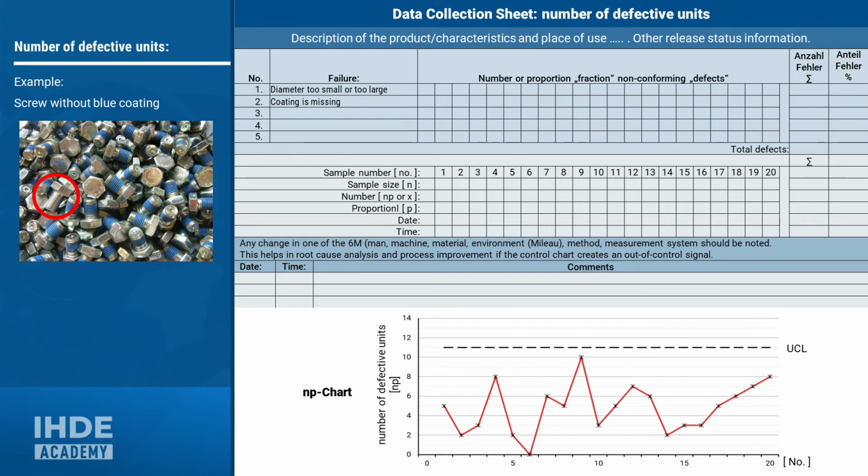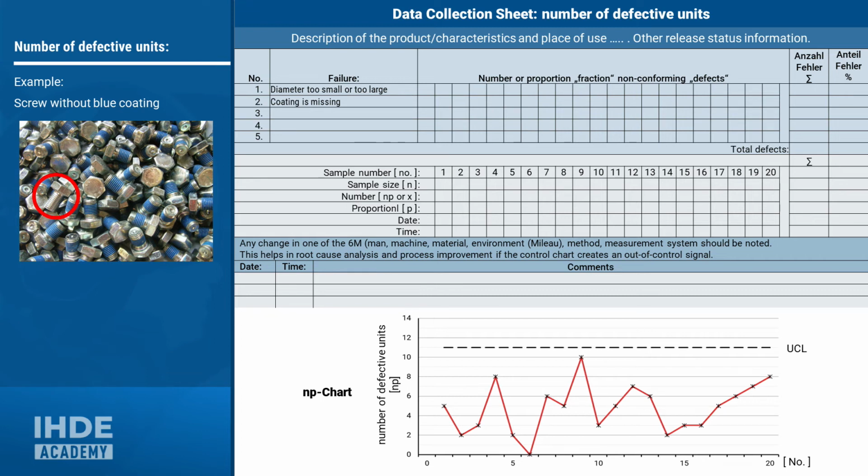Depending on whether an X, NP or P chart is used, either the number of defective units or their proportion is required. In any case, any change in one of the 6M should also be noted. So, changes in the influence of man, machine, material, environment, the method or the measuring system. This history or log is an indispensable aid when analyzing the causes of errors and for process improvement.